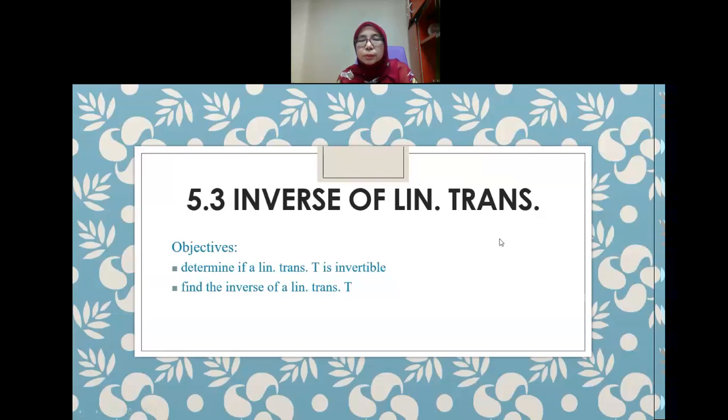I continue chapter 5.3, inverse of linear transformation. Objectives of this section. At the end of this section, you will be able to determine if a linear transformation T is invertible and to find the inverse of a linear transformation T.